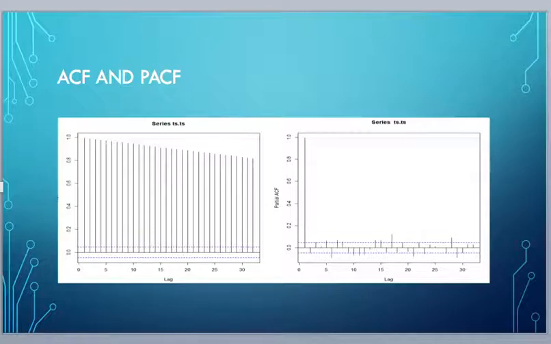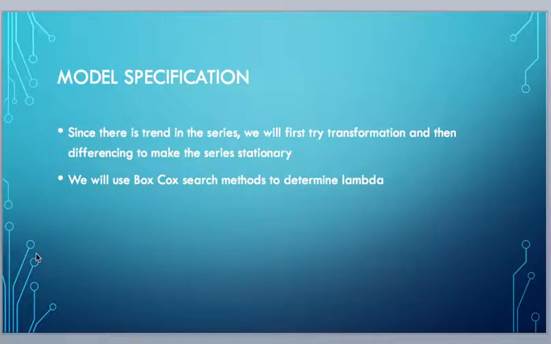Let's see the ACF and PACF of the series. As we can see, there is a definite existence of trend, since there is a decaying pattern in the ACF, and there is no evidence of seasonality that we can see in the ACF. And now since there is trend in this series, we'll first try transformation, and then maybe we need to do differencing in order to make the series stationary, and only after making the series stationary can we go ahead and do further analysis on it.